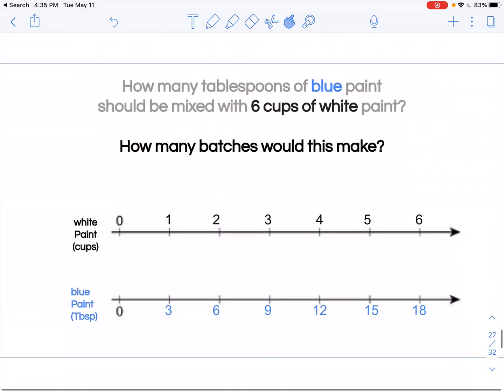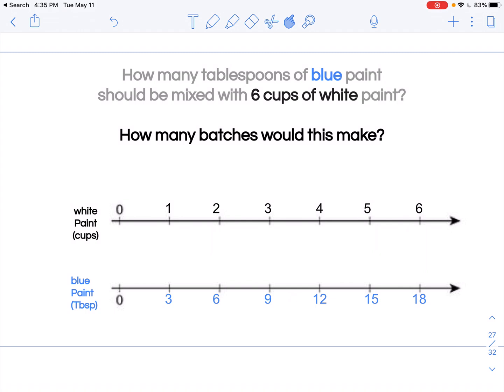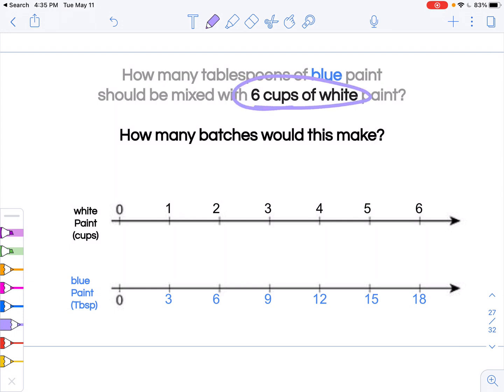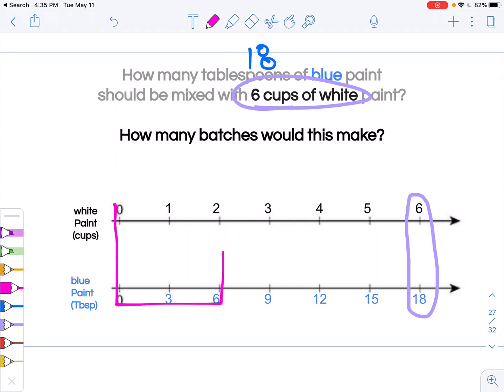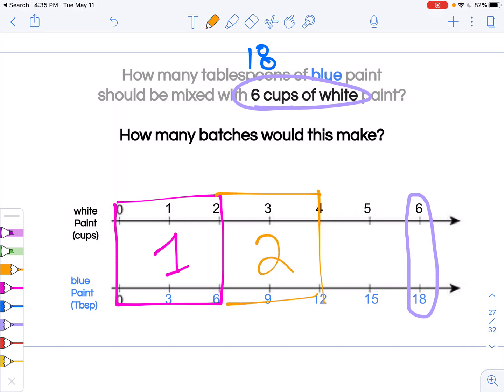Let's try one more. How many tablespoons of blue paint should be mixed with 6 cups of white paint? All right, so this time I'm going to find 6 cups of white. Here it is on the end. I'm going to look down below. It's 18. Wow, that's a lot of tablespoons of blue paint. So she needs 18 tablespoons of blue paint. But for the batches, remember the batches means groups of 2 cups of white paint. Here it is. Here's the first batch. The first time she mixes it. Here's the second time. Here's the third time. So it makes 3 batches of paint.